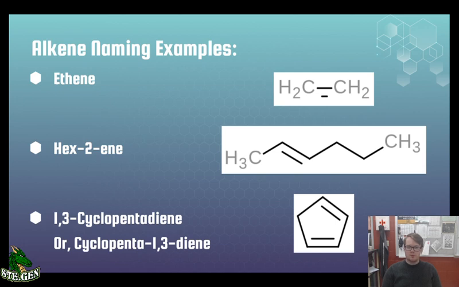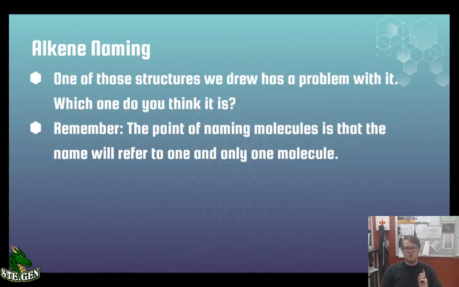Now, this probably seems pretty straightforward, and you'll have a worksheet that has example problems of practicing some really simple ones of these. But one of these structures we drew has a problem with it, and I want you to guess which one you think it is. Remember that the point of naming molecules is the name refers to one and only one molecule. I don't want to jump ahead because I think it'll spoil it if I click it. This is going to be the stopping point. Like I said, just a very brief introduction video. When you come in next week, my first question in class is going to be which one of these has a problem, see if we can figure it out, and we'll talk about why.